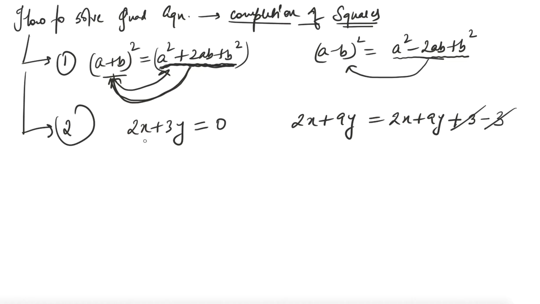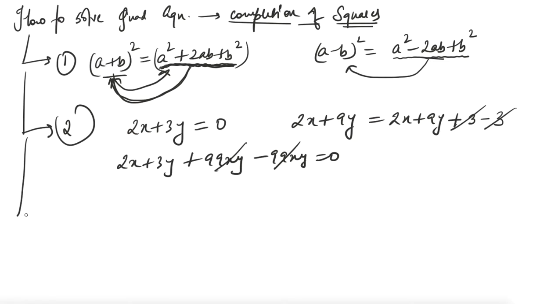Okay, similarly if I have this, I can write it as 2x plus 3y plus 99xy minus 99xy equals 0. It won't make any difference. Why? Because this plus and minus will cancel each other. Okay, I know this is very obvious, but I want you to know because we'll be using these things in this method of completion of squares.